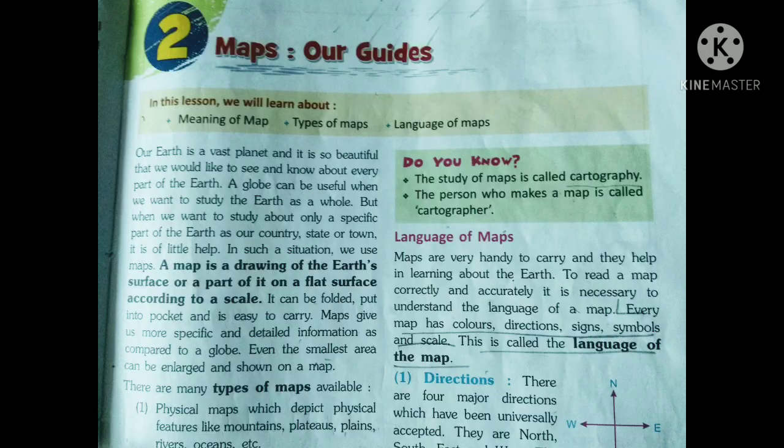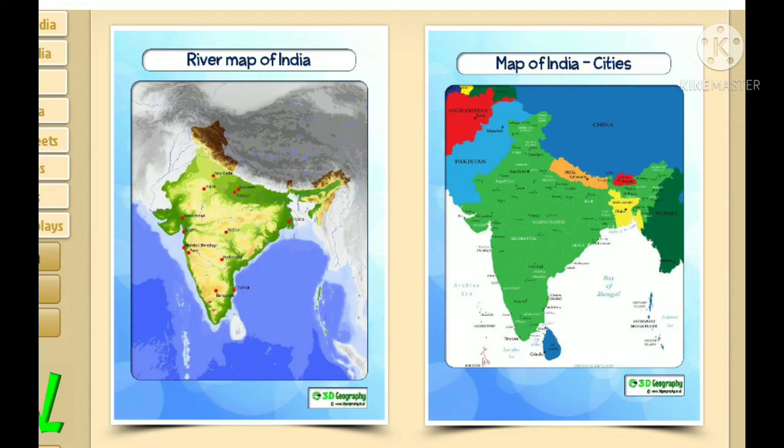Now come on children, next topic is the language of maps. Maps are very handy to carry and they help in learning about the earth. Every map has colors, directions, signs, symbols and scale. This is called the language of the map. So we have seen the political map and thematic map. So color is called the language of the map. Signs, directions, symbols and scale are used in maps.